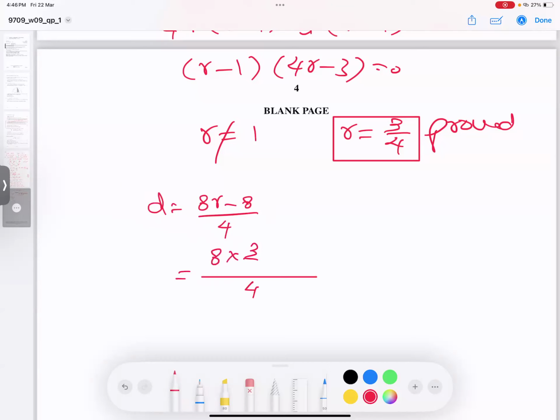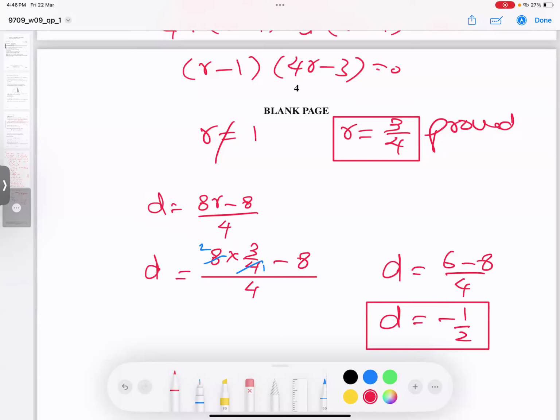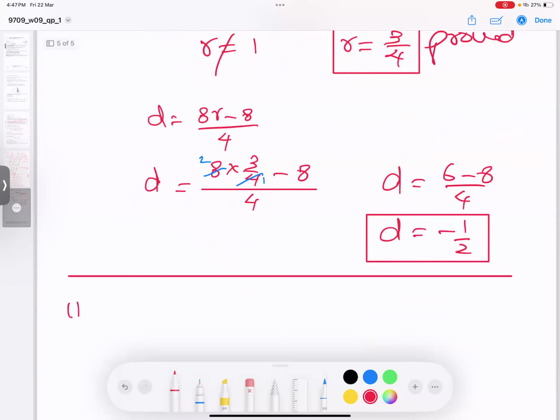8 times 2, 3 by 4. So 4 ones are 4, 4 twos are 8. So the common difference is about to come. So 6 minus 8 over 4. And d is becoming negative half. Done. So part number 1 finished.